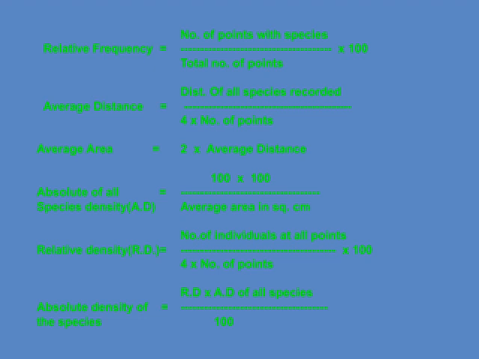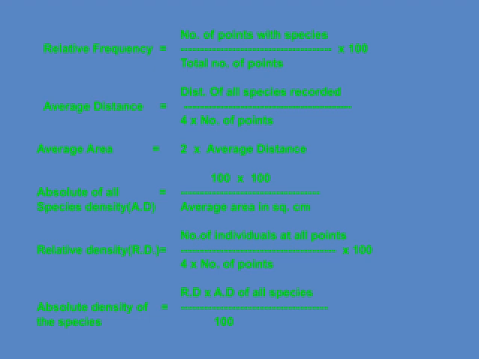Next, we look at absolute species density, which involves dividing the total number of individuals of all species recorded across all points by the total area in square centimeters. This provides a raw count of how densely populated the area is with each species. Similarly, relative density is calculated by dividing the number of individuals of a species at all points by 4 times the number of points, then multiplying by 100. This percentage indicates how dominant or common a species is in relation to the entire survey.